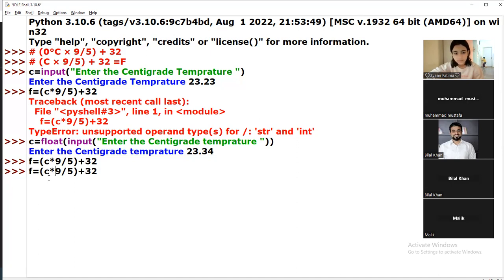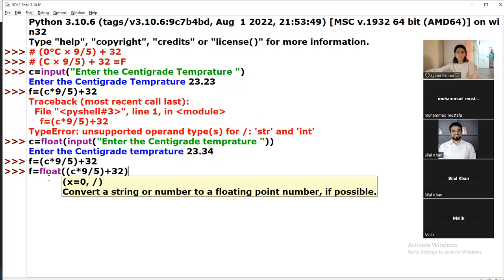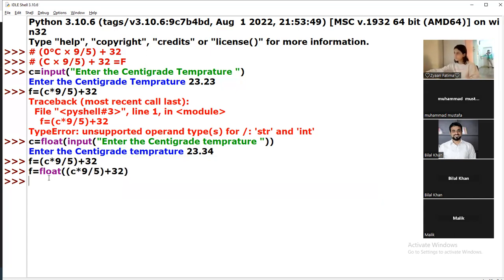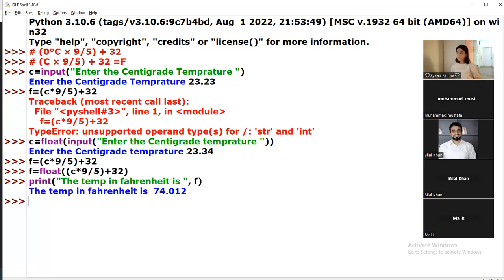But you can also do it like this. You can tell that this is the float number and you can close it. So now if we wanted to calculate the temperature in Fahrenheit, we would say the temp in Fahrenheit is, and that would be equal to F. So now let's see what it is. It says if we had a temperature of 23.34, it is going to be 74.012 in Fahrenheit.